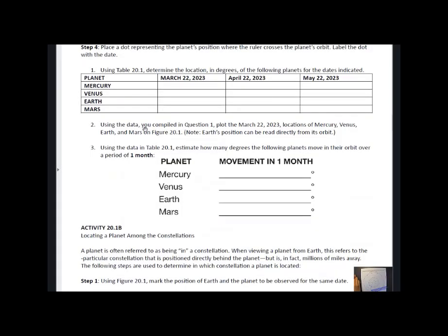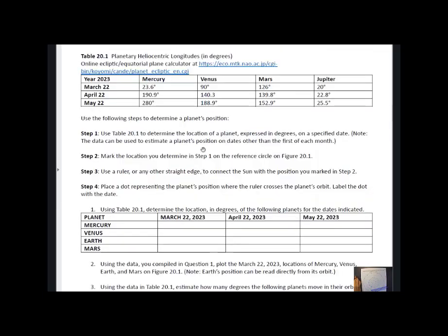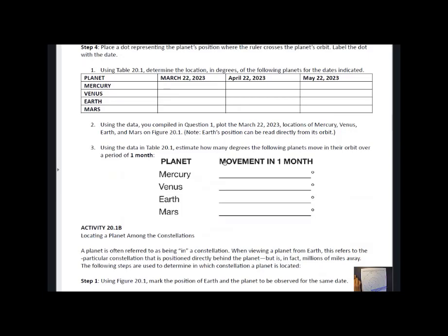So also what they're going to want you to do here for question 3, once you've plotted all these planets, is see how much Mercury moved in 1 month. And really the easiest way to do it is just go to the data table. So Mercury moved, basically you take 191 minus 24, right? Which is basically 167 degrees, right? So it moved considerably, right? About 167 degrees. That's how much it moved.